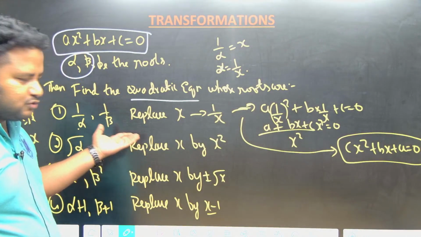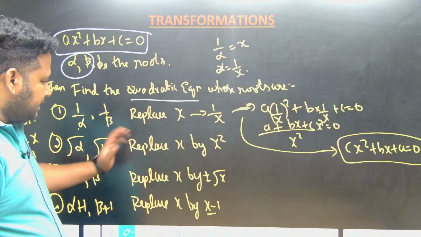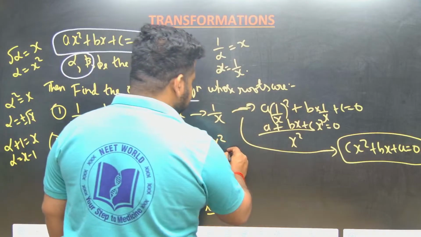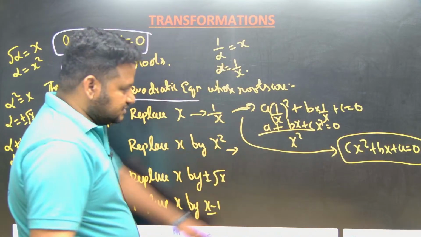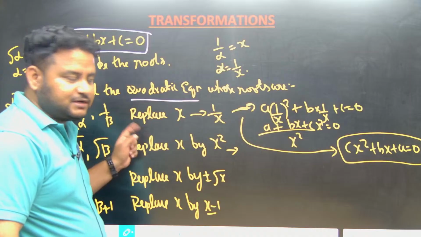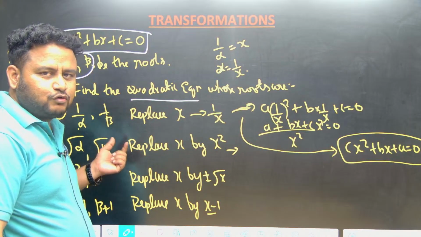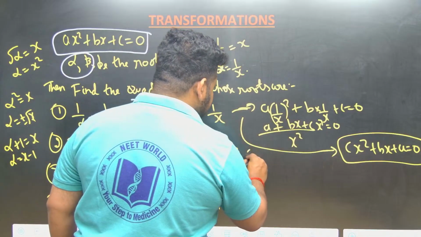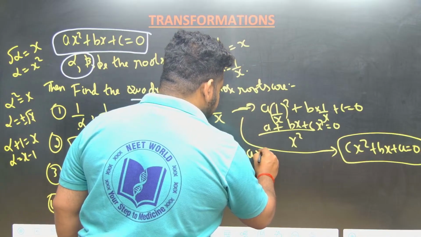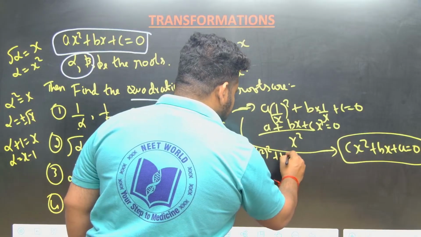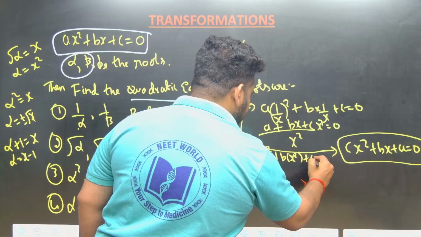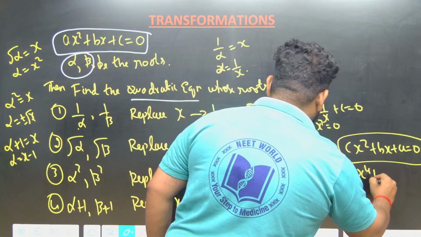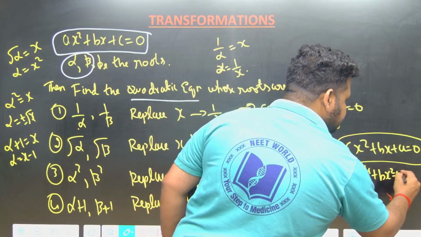Now similarly let us do the second question also. I will take this one example. Replace x by x square. Suppose the roots are root alpha, root beta. What is the quadratic equation? That time replace x by x square. So this will become a into x square whole square plus b into x square plus c is equal to 0. This will become biquadratic: ax to the power of 4 plus bx square plus c is equal to 0.